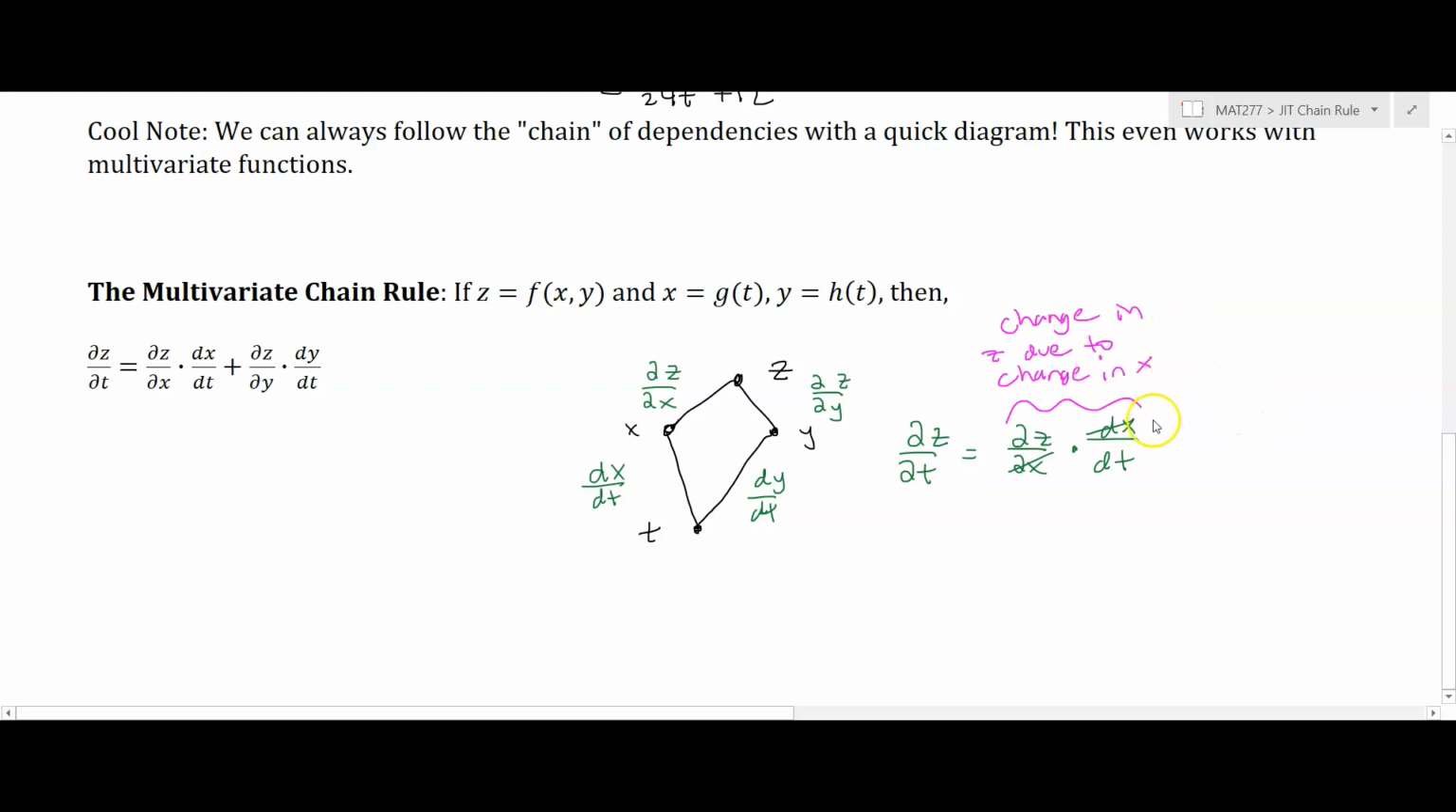Or I would say change in X, because we're probably only going to change one variable. We're only changing the value of T. But because we change the value of T, that changes X and that changes Y. Plus, we're going to have the change in Z due to the change in Y. That's following this chain down, going the other direction. So that's going to be dz dy multiplied by dy dt. Again, we want the dy's to cancel. There's our dz dt. And this is the change in Z due to change in Y.